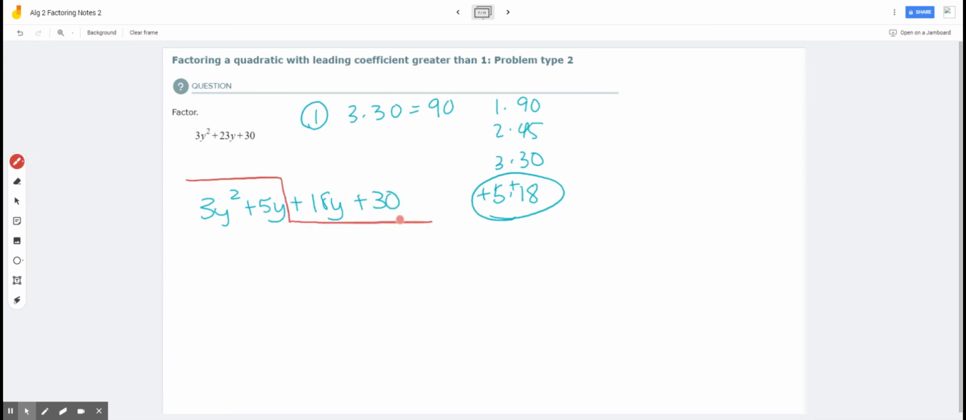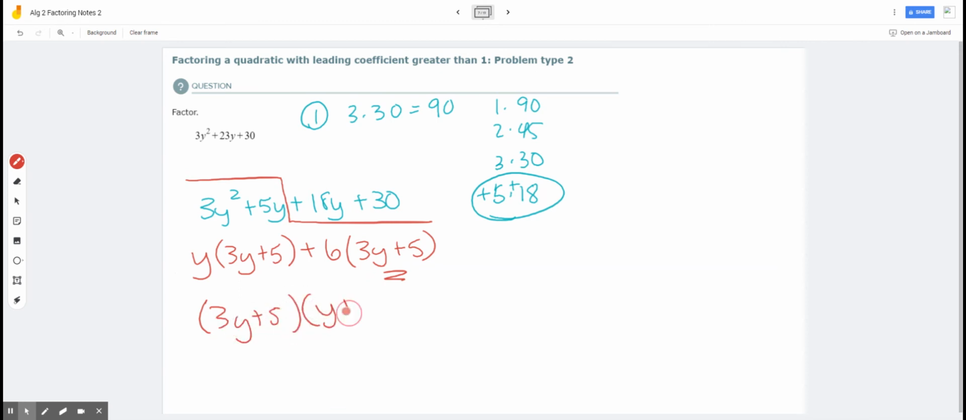Factor by grouping. What's in common? Y times 3y plus 5. What's in common? 3, 6. 6 is the biggest. 6 times 3y plus 5. Ooh, they match. 3y plus 5 times y plus 6. Can I factor further? Nope. And there you go. I think this AC method sometimes is kind of easier.